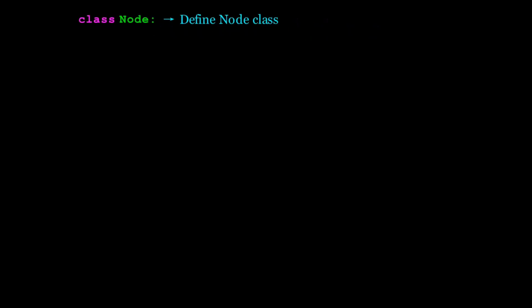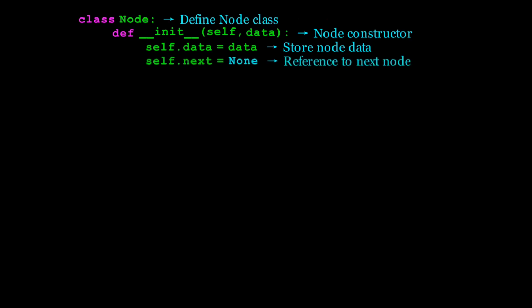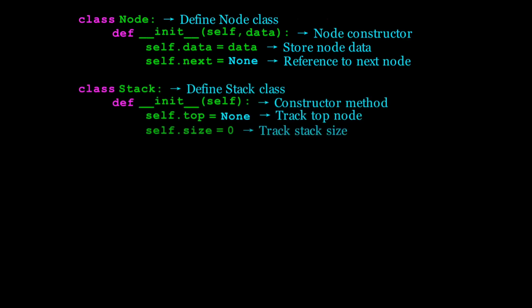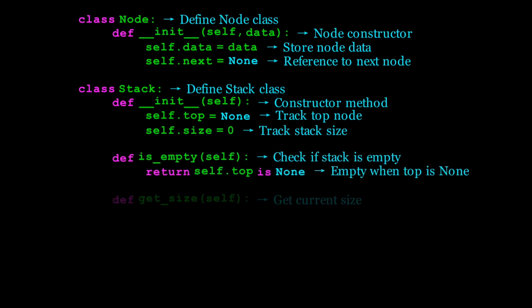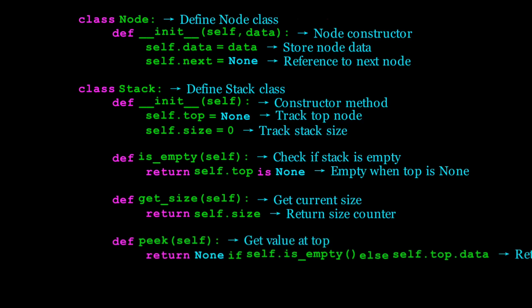We first define our node class with two key attributes: data to store the value and next to reference the next node in the chain. The stack class maintains two important properties: top to track the most recent node and size to count the number of elements. Our methods include isEmpty, which simply checks if the top is None, getSize, which returns the size counter, and peek, which returns the data from the top node when available.